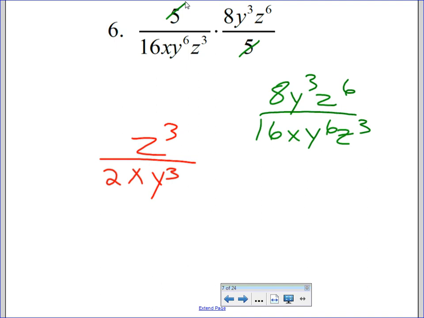And then we can cancel 8 over 6, and it's going to be 1/2. 18 over 16 is 1/2. X doesn't have anything to play with. Y to the 3rd divided by y to the 6th is y to the negative 3rd, or y cubed on the bottom. And z to the 6th divided by z to the 3rd is z cubed. And you'll see we wind up with the same thing that we had when we canceled as we went.